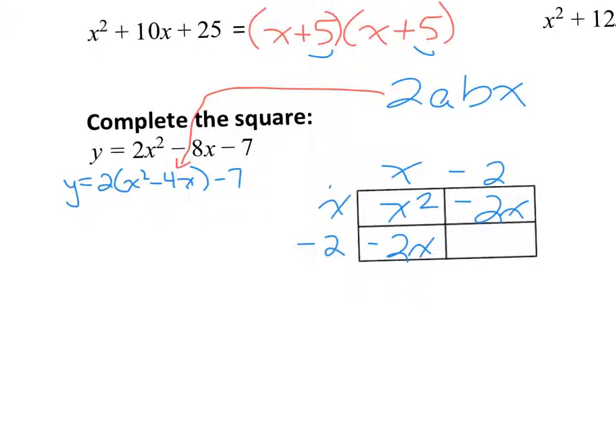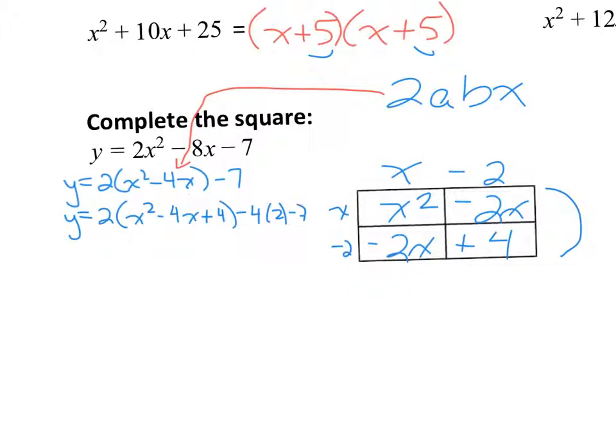So over here, when I'm looking to get my perfect square, I have to do -2 times -2, which is going to give me +4. So I'm going to add that to my bracket, but because I can't change my equation, whatever I add inside the bracket, I have to remove outside the bracket. So now I can factor my bracket and collect the like terms that are outside the bracket.